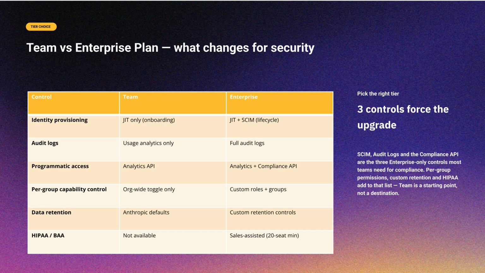Tier choice. Team Plan is a starting point, not a destination. 3 controls force the upgrade to Enterprise. SIEM for automated provisioning, Audit Logs for admin event history, and the Compliance API for streaming content into your SOC. Per group permissions, custom data retention windows, and HIPAA BAA add to that list. The pattern across this deck: most risk closes for free with configuration on Team Plan, but for SOC-grade audit, scoped admin delegation, or healthcare data, Enterprise is the budget conversation you'll need to have. Decide which side of that line you're on before you scale Claude across the business.